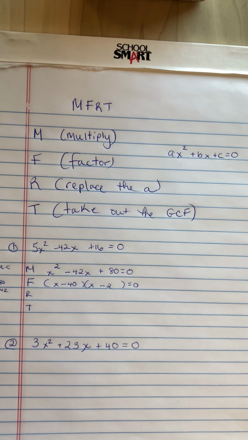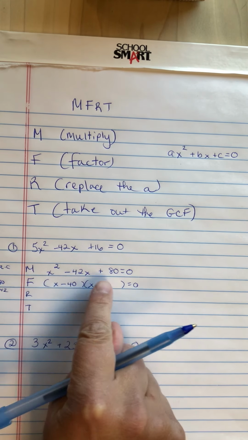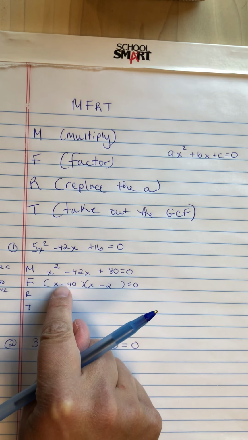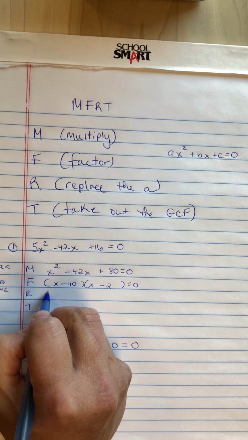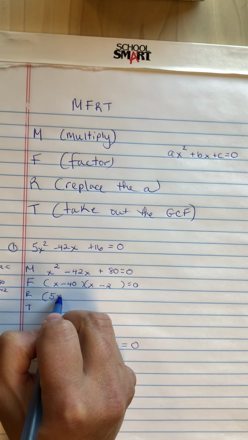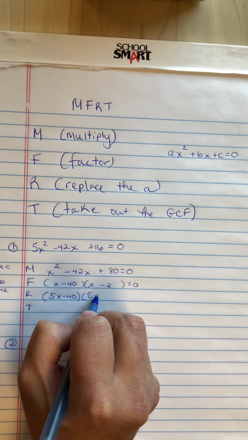Now you're not done there. What you have to do now is replace the 5. Now it doesn't matter as long as the signs match. Like if you had negative 2 here, negative 40 there, that would have been fine. But you now have to replace the 5 back in the beginning of each. So 5x minus 40 times 5x minus 2.